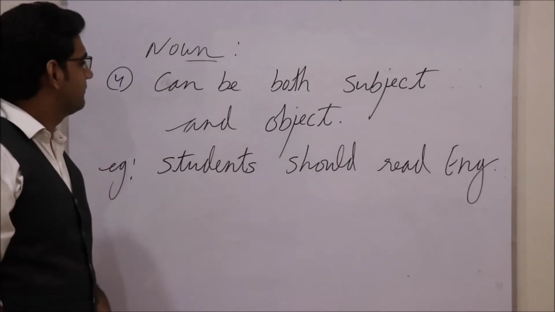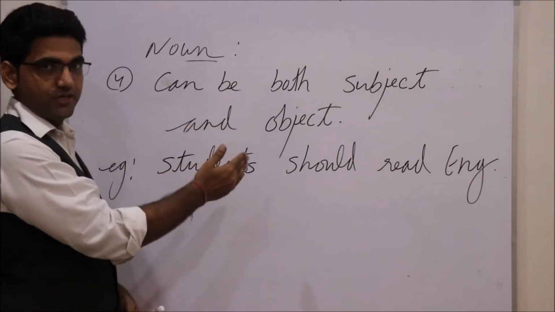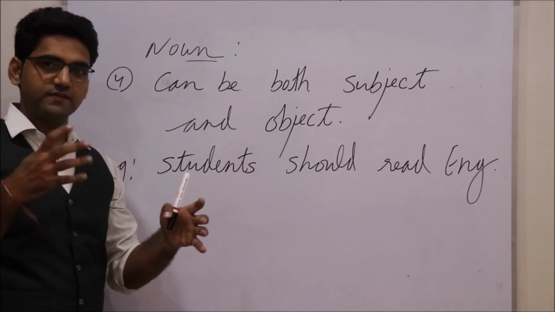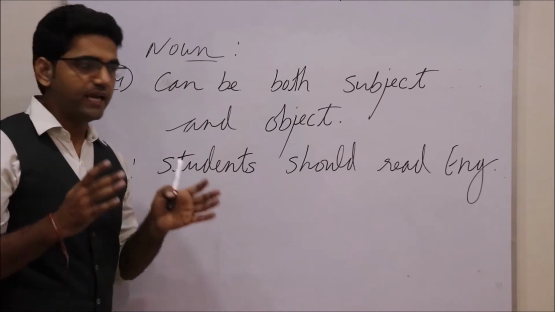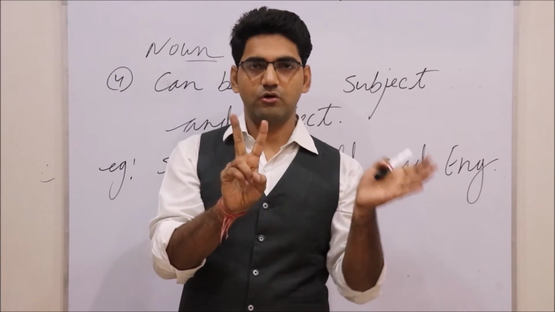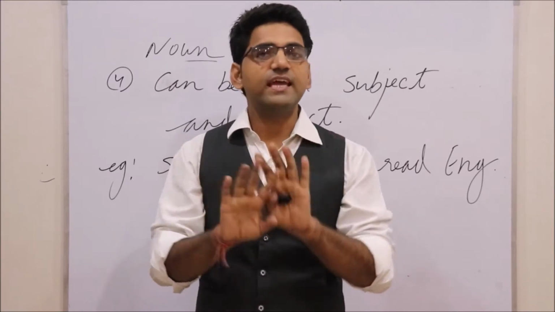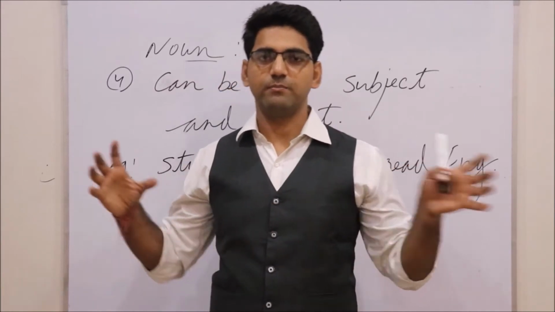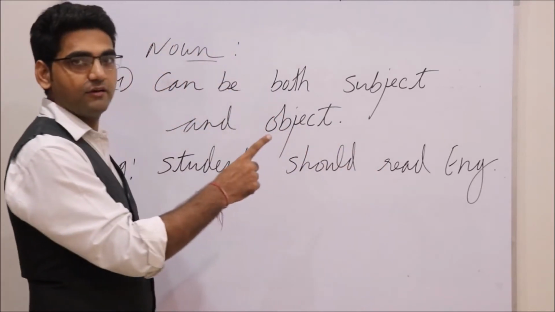So point number 4 is that a noun can be both subject and object. Whenever you read a sentence, the subject and object could be nouns. In English, only two parts of speech can be subject or object, which are noun and pronoun. Nothing else can become a subject in a sentence. It's always a noun or pronoun. So a noun can be both subject and object.